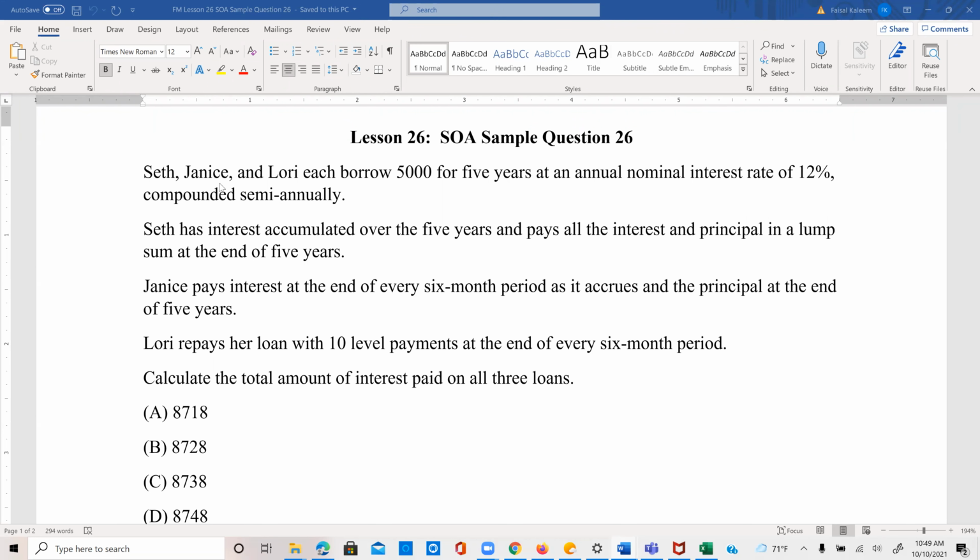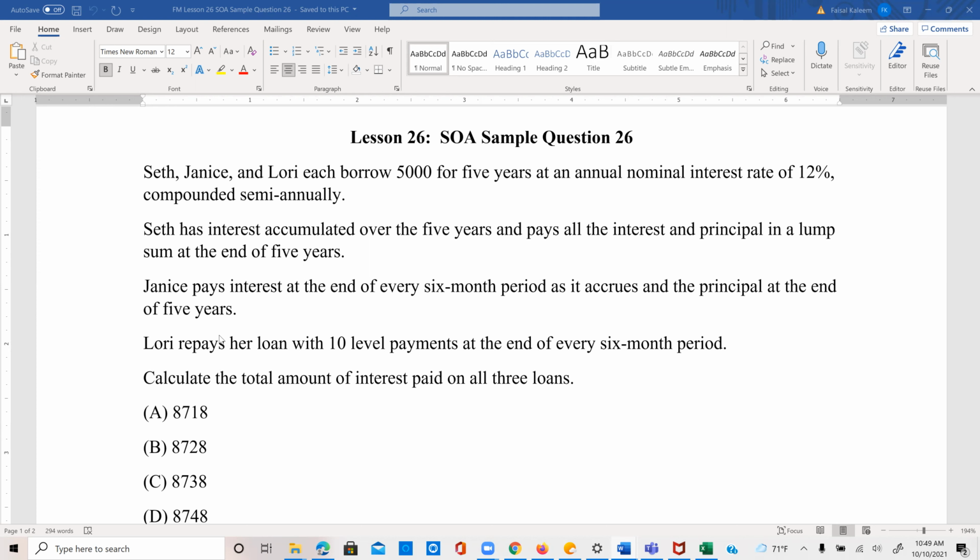Seth, Janice, and Laurie each borrow $5,000 for 5 years at an annual nominal interest rate of 12% compounded semi-annually. Seth has interest accumulated over the 5 years and pays all the interest and principal in a lump sum at the end of 5 years. Janice pays at the end of every 6-month period as it accrues, and the principal at the end of 5 years.